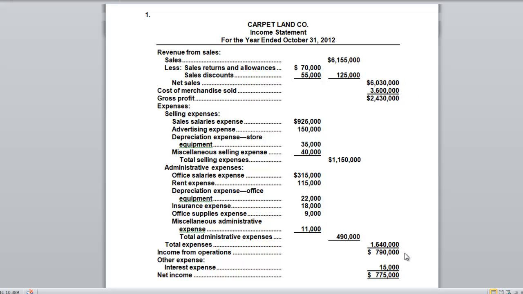Below here, we're going to separate, we have interest expense. This is going to fall in the other expense category because it's not related to the inventory that's sold. It's not a selling and it's not an administrative expense. So this is where it belongs. As you remember, this $775,000 that is our net income is going to also find its way to our statement of retained earnings. Let's take a look at what that's going to look like.